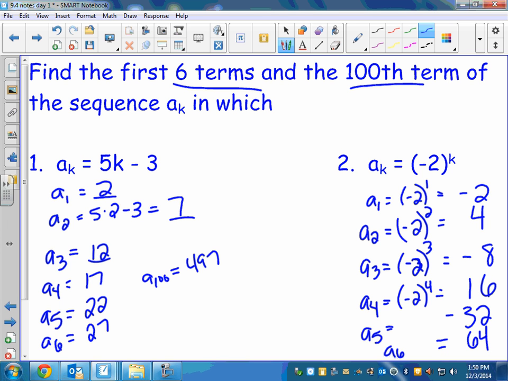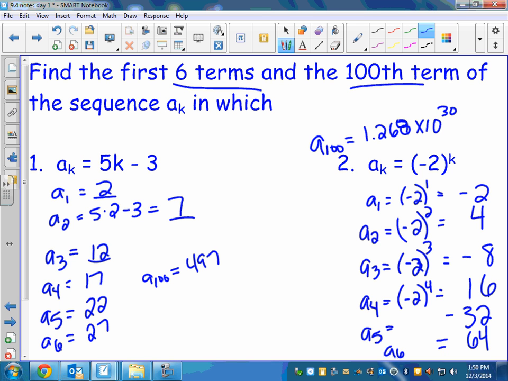Negative 2 to the 100th is like out of control. It's in scientific notation. What do you get? 1.267 times 10 to the 30th. Not negative, positive, because it's even. Yeah, that's gigantic.